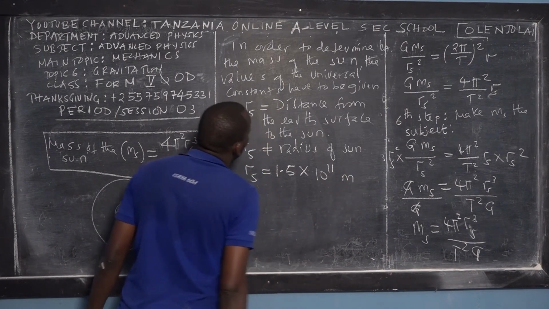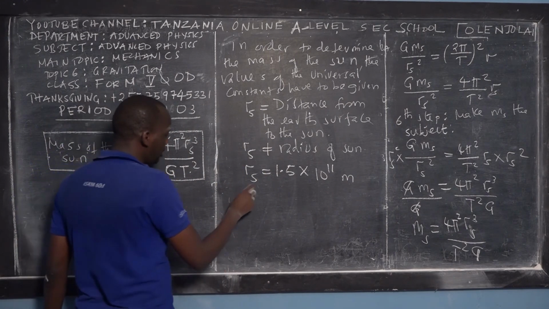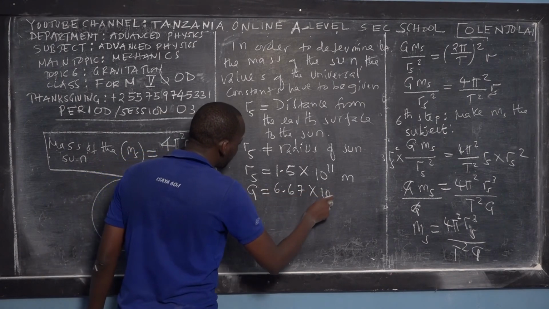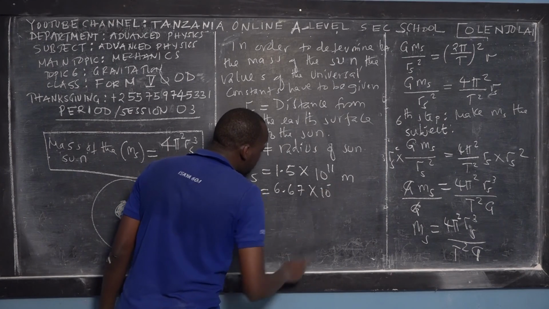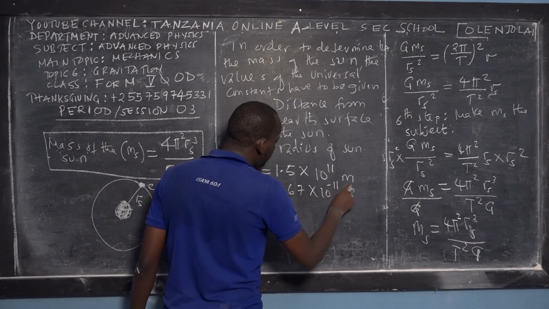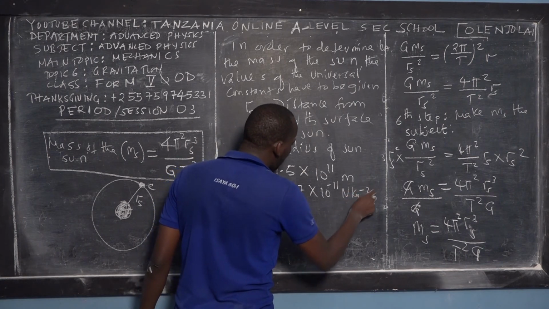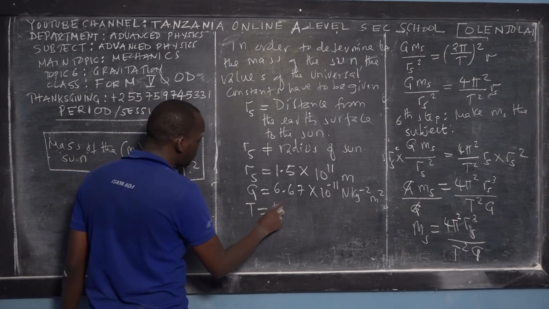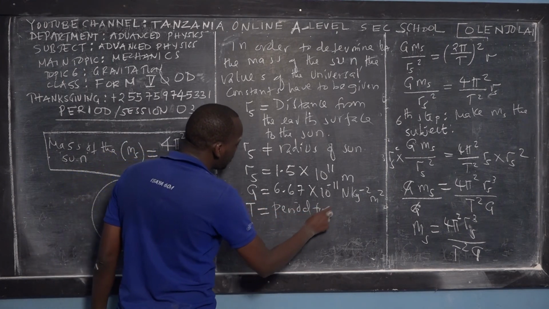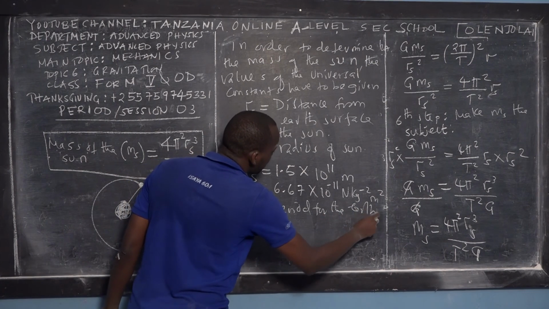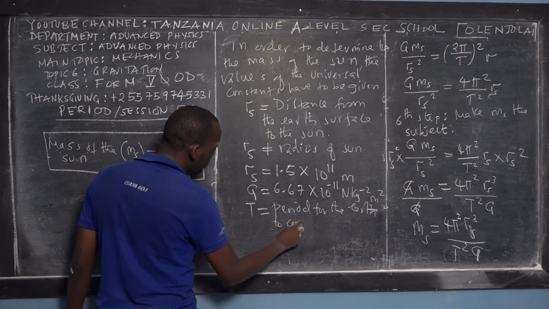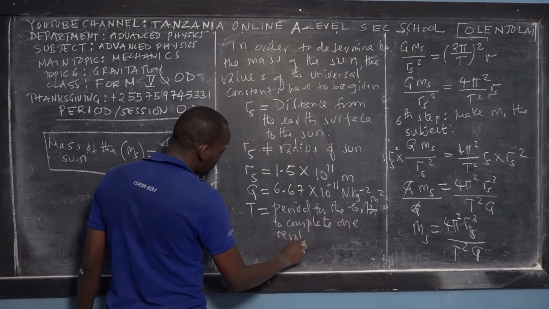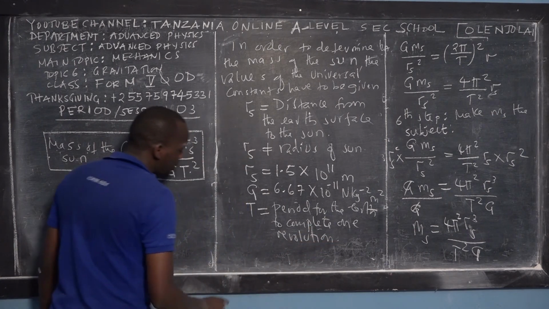Another constant is the universal gravitational constant, which is 6.67 exponent negative 11 Newton kilogram square meter square. Again, we need the value of the period T, the period for the S to complete one revolution. So what is the period?